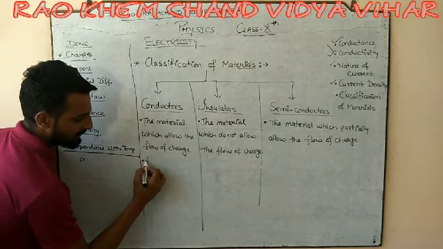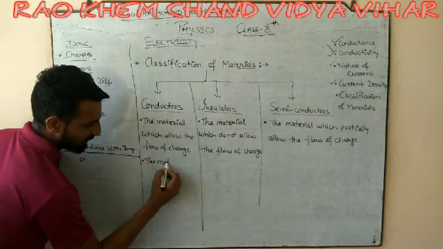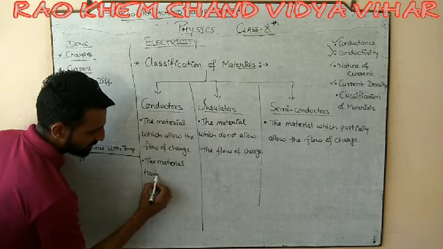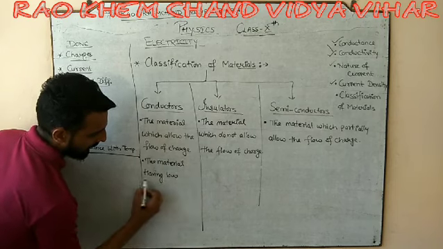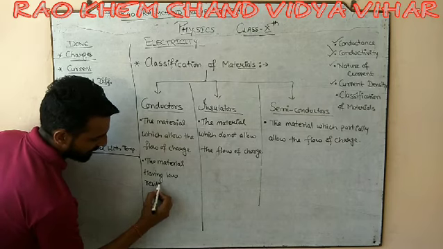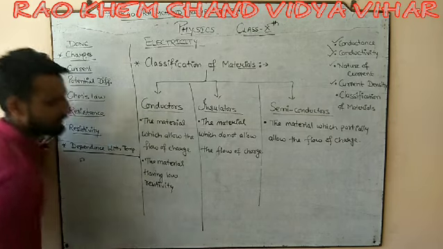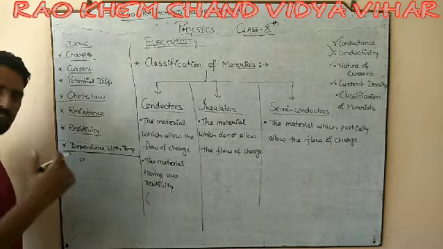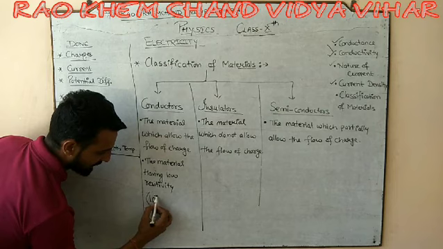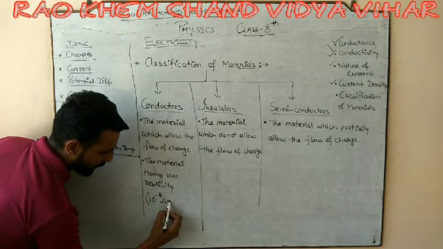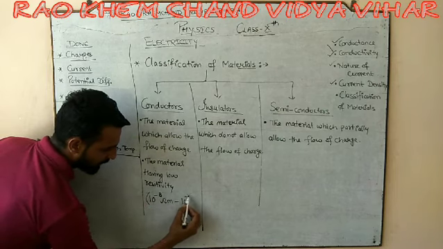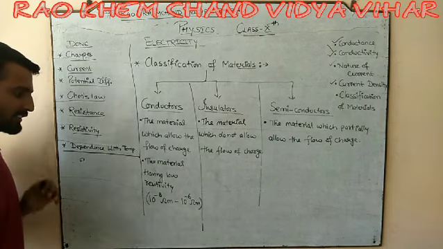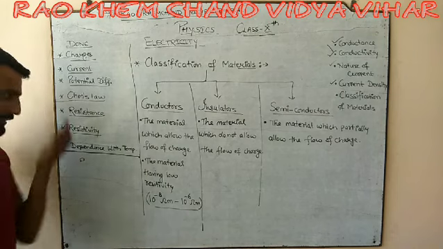So what is a conductor? The material having low resistivity. ये आप लोग एक नई डेफिनेशन भी उठा सकते हैं. What is a conductor? The material with low resistivity. And if I give you the range of the resistivity of a conductor, that is 10 power minus 8 ohm meter to 10 power minus 6 ohm meter. So this is the range of the resistivity that a conductor offers.